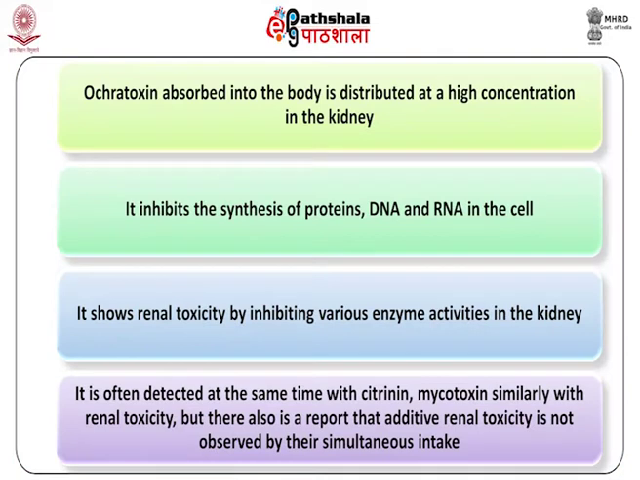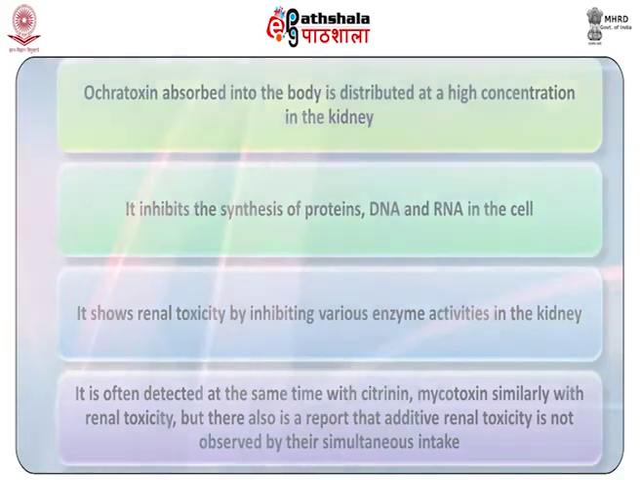Ochratoxin absorbed into the body is distributed at a high concentration in the kidney. It inhibits the synthesis of proteins, DNA and RNA in the cell. It shows renal toxicity by inhibiting various enzyme activities in the kidney. It is often detected at the same time as citrinin, a mycotoxin with similar renal toxicity. But there is also a report that additive renal toxicity is not observed with their simultaneous intake.